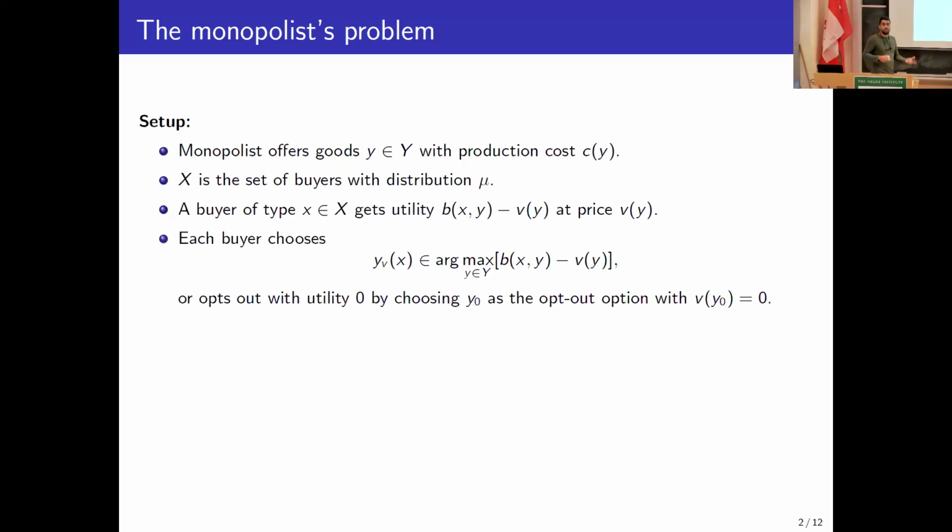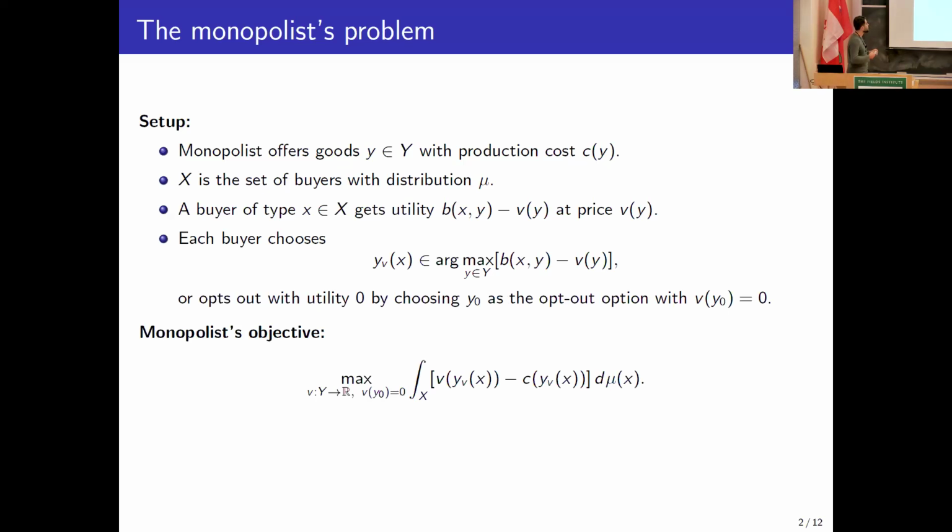We assume that consumers will behave in their optimal interest, which means that they choose the product that maximizes their utility. And of course, they have the option to not buy anything, which is described by purchasing product Y0 for price equal to 0. The monopolist's goal is to maximize the profit, the difference between the price and the cost of production, over the pricing functions. So we need to find the optimal pricing function V that maximizes the profit.